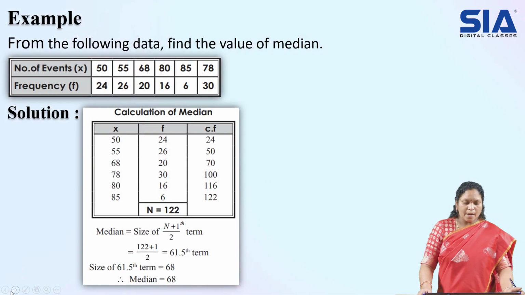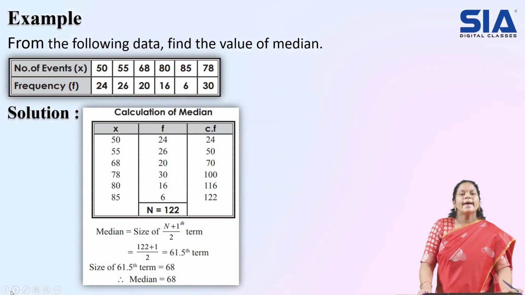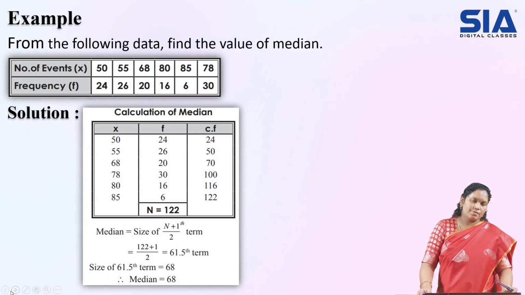Here is an example. From the following data, find the value of the median. Check the data: X values and F values are given. Whenever X values and related frequency values are given, that becomes discrete data for us. So in this way you need to identify that it's a discrete case. Now let us check how the median goes for discrete data.